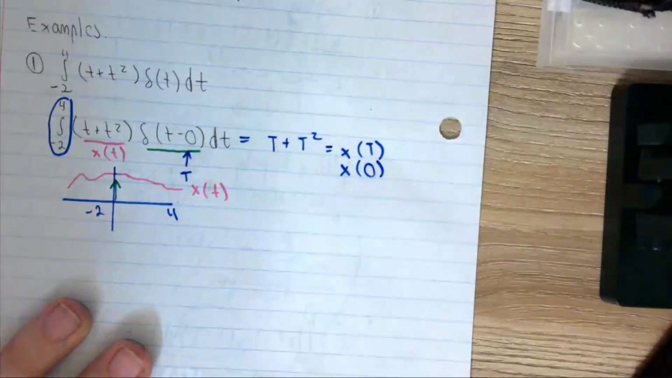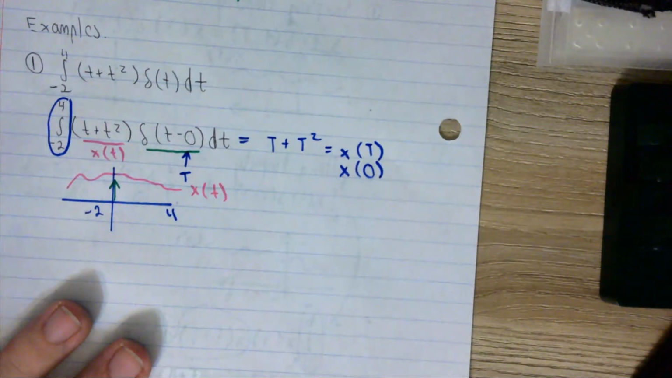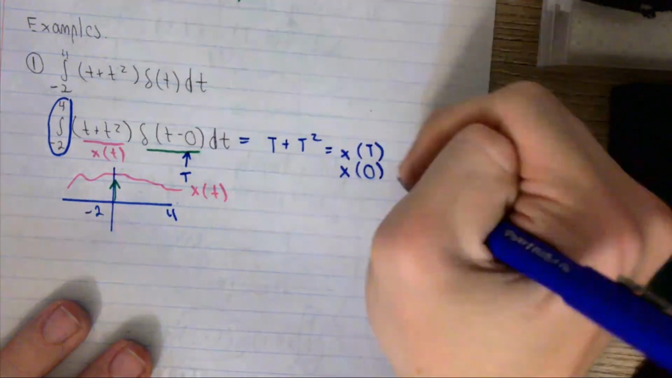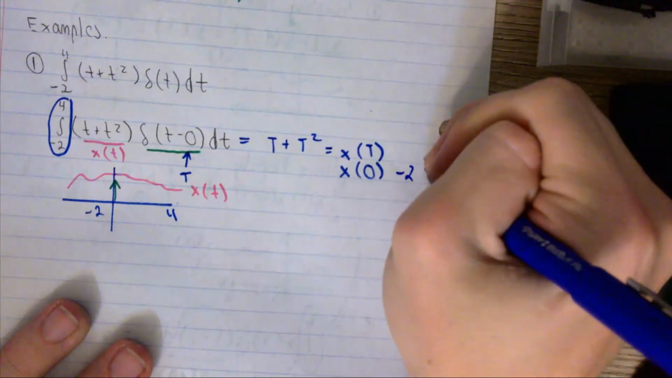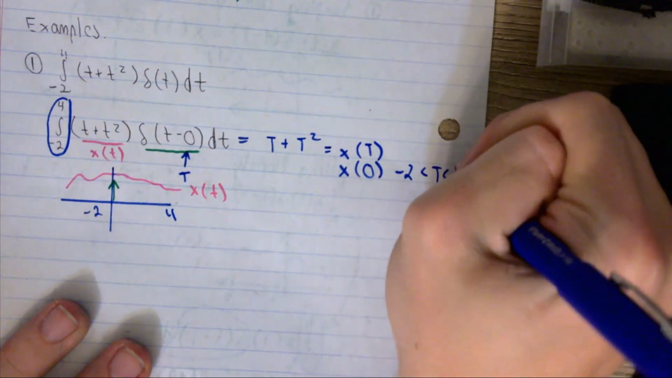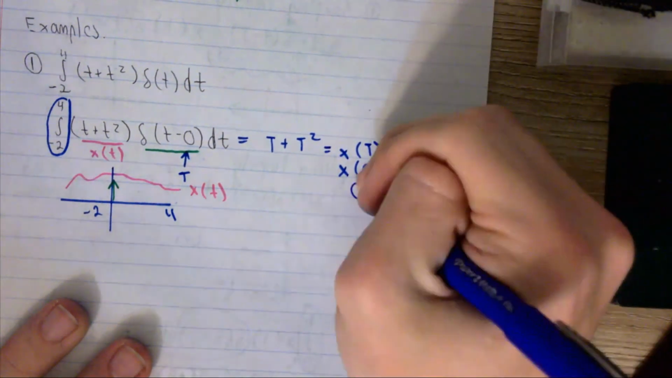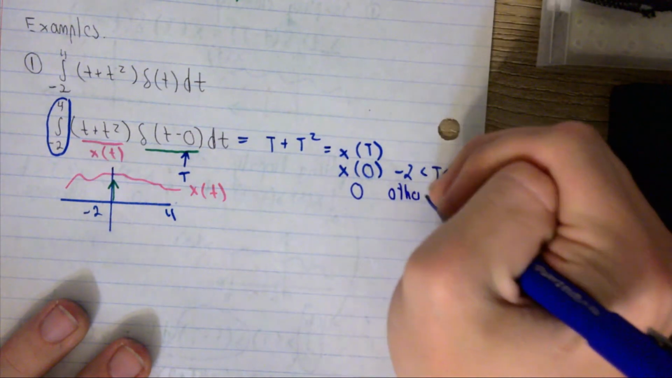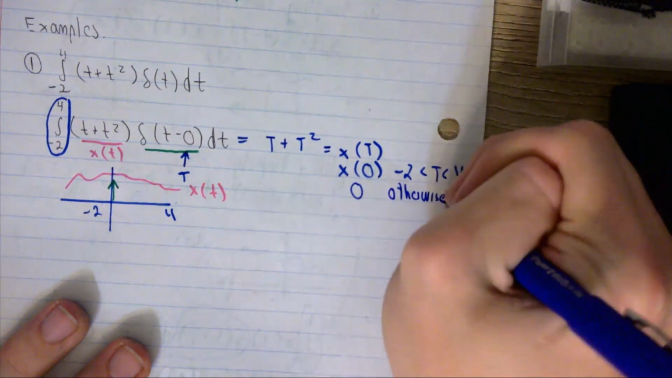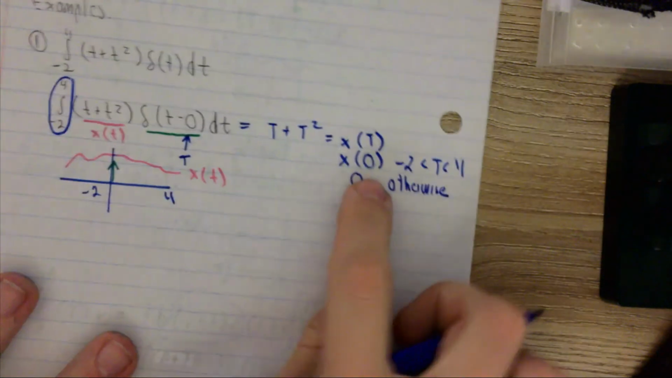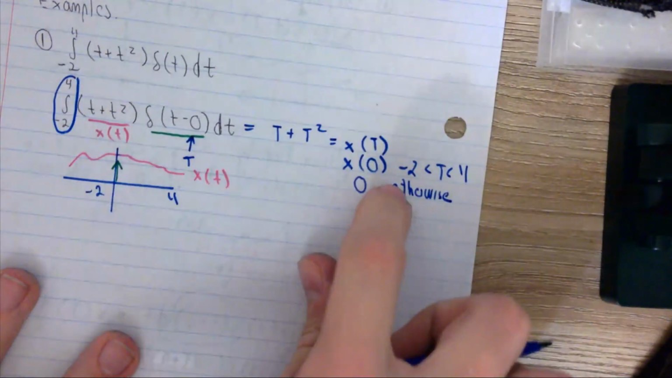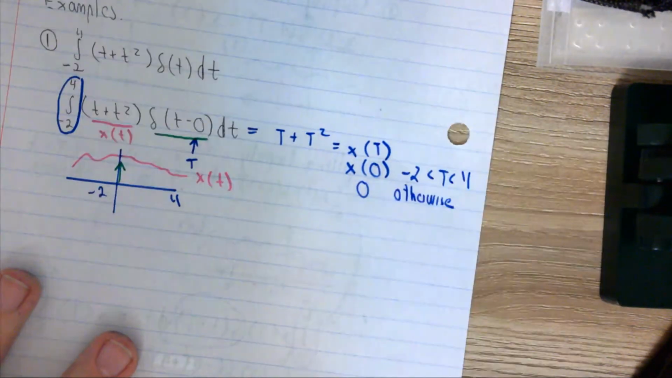And that holds between negative 2 and 4, our integral bounds. Otherwise, it's 0. So x is 0 because that's where the unit impulse occurs, from negative 2 to 4. And otherwise, the area would be 0.